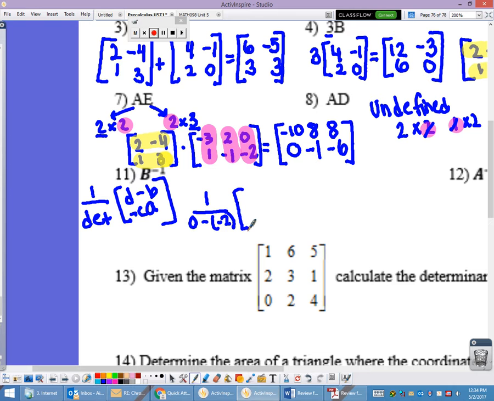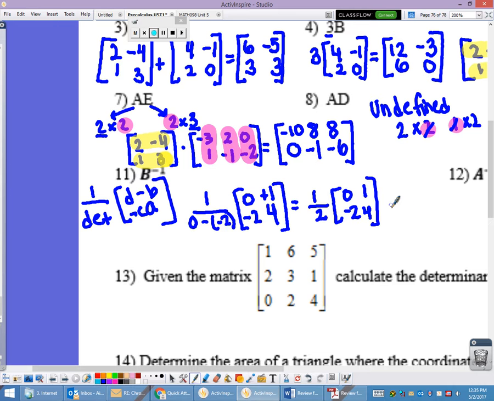Then I'm going to switch the positions of A and D. So this is going to become 0, this is going to become 4. And then I'm going to negate the 1 to make it a positive 1. And I'm going to negate the 2. So this is your new matrix. So really you're multiplying 1/2 times that matrix 0, 1, negative 2, 4.